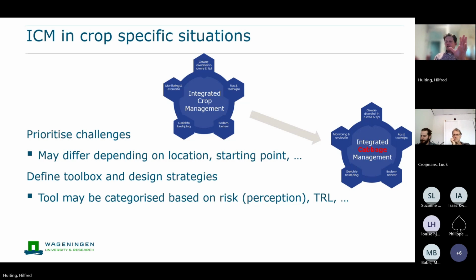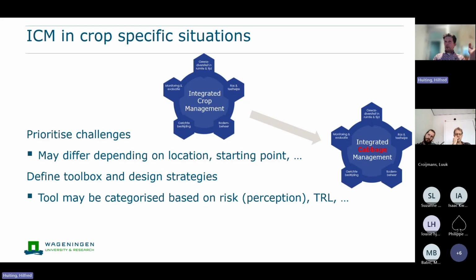What I forgot to say is that this concept of integrated crop management is basically like a checklist, and it makes sure that you will never overlook stuff, rather than a blueprint of how to go about. So as I said, depending on the situation, and the situation can be defined in many ways, you make different choices.